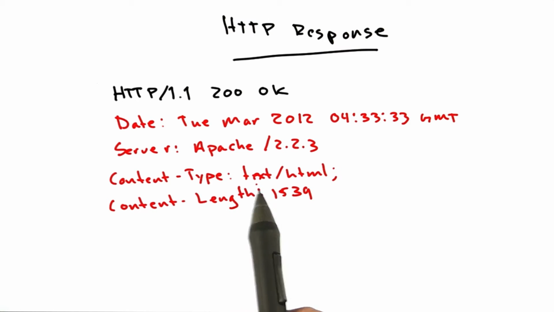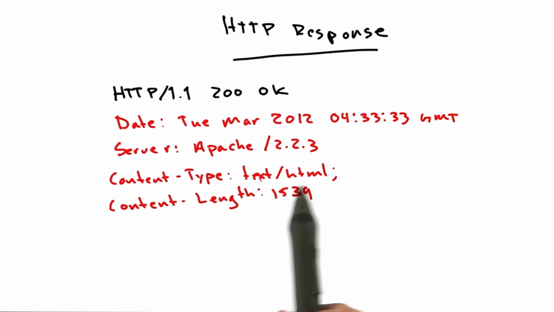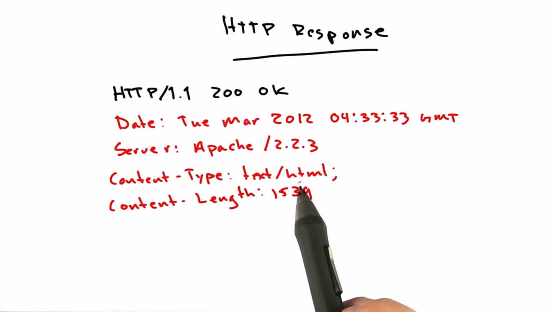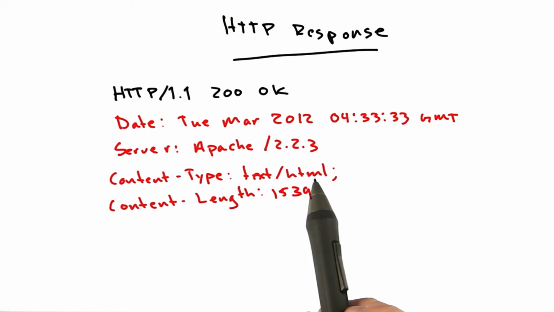Content type, very popular. This is the type of document that's being returned. This is so your browser knows how to display it. So text/html is a common one. Obviously, that's what an HTML page would be. You could see image/png or image/gif, if it's an image, that sort of thing.